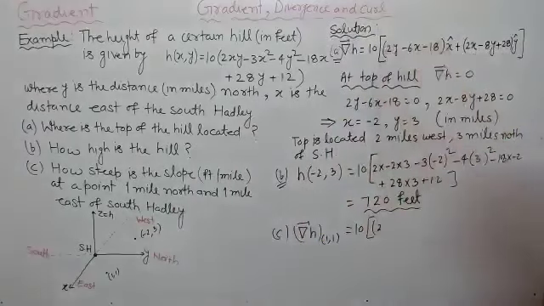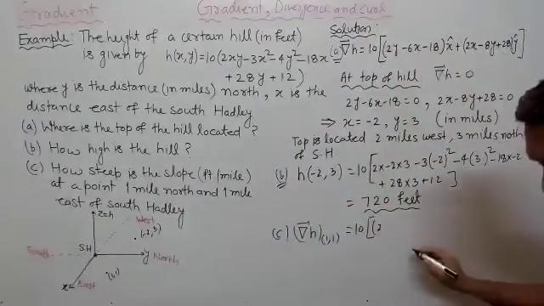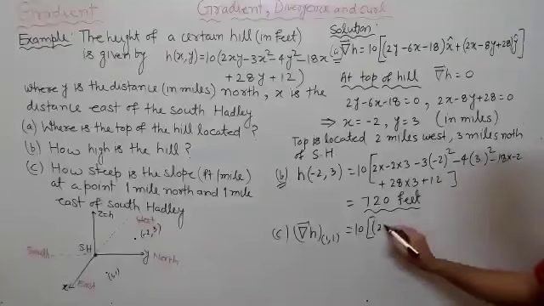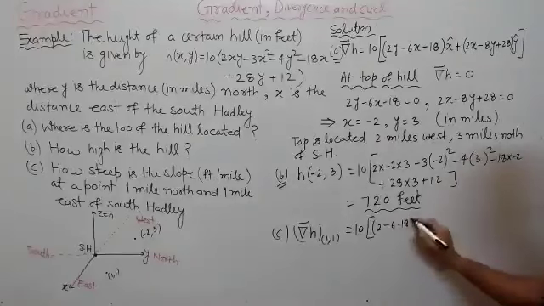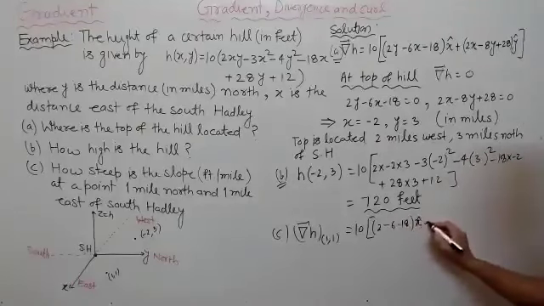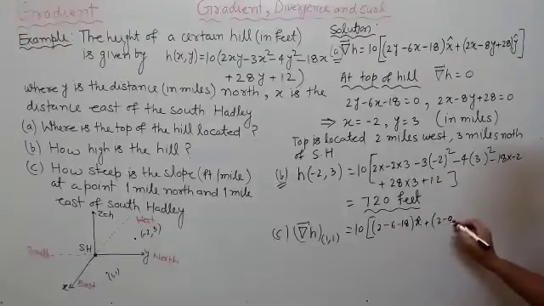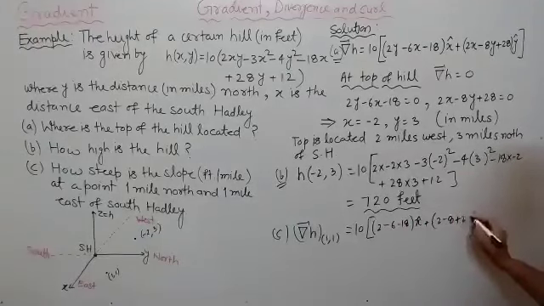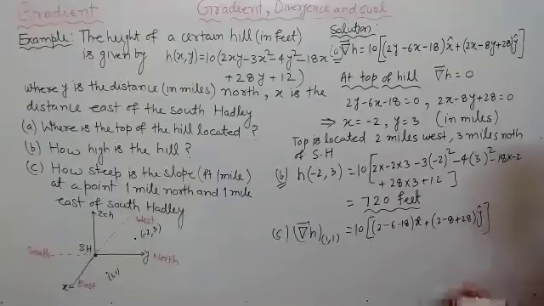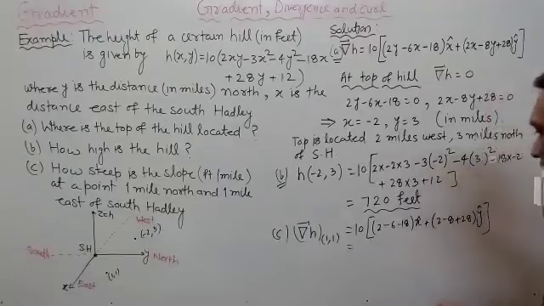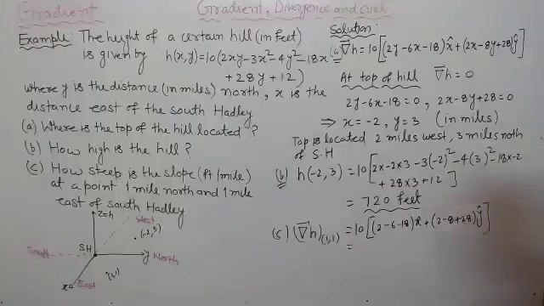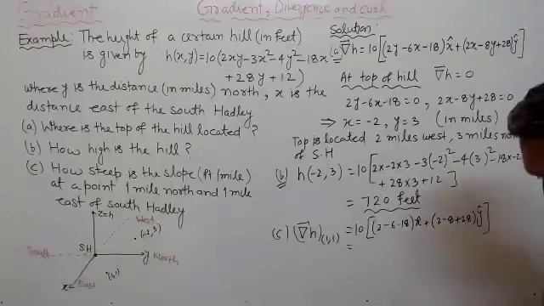So put 1, 1 here in the gradient of h. If you put 1, 1, you will get (2 - 6 - 18) x cap plus (2 - 8 + 28) y cap. So what will be this value?